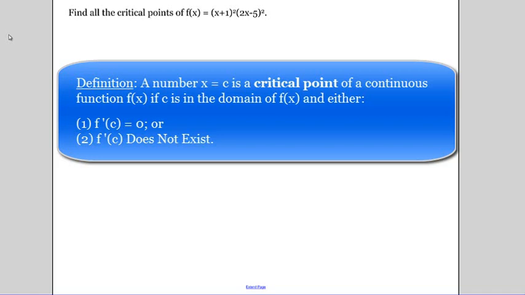So to find the critical points, we're going to set f prime of x equal to 0 and solve for x. In this case, we don't have to worry about part 2 because there are no values such that the first derivative does not exist.